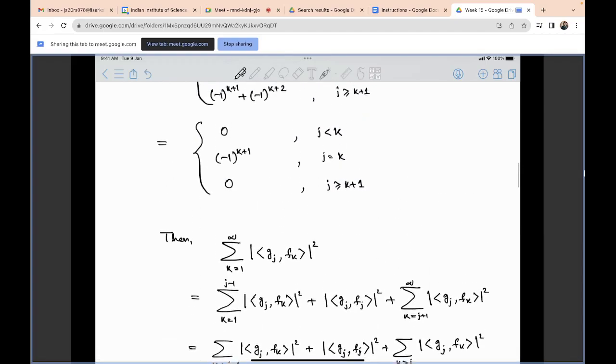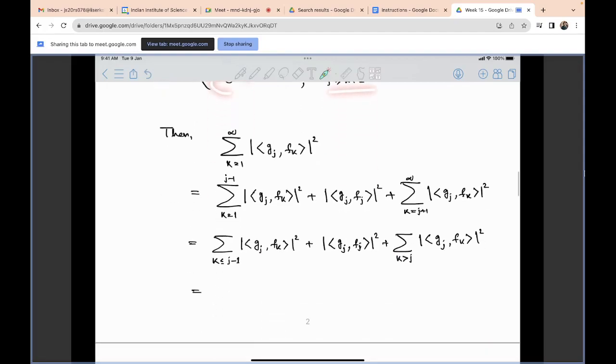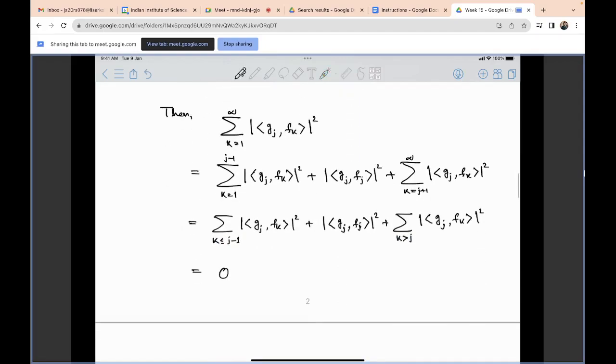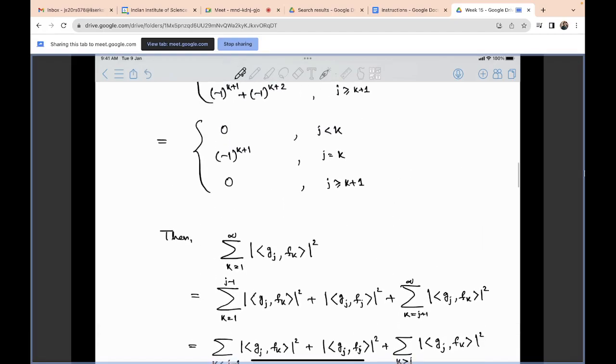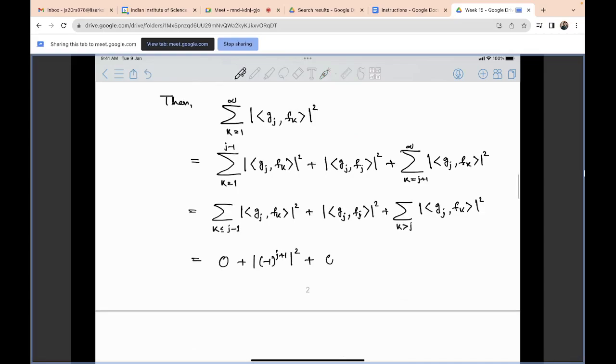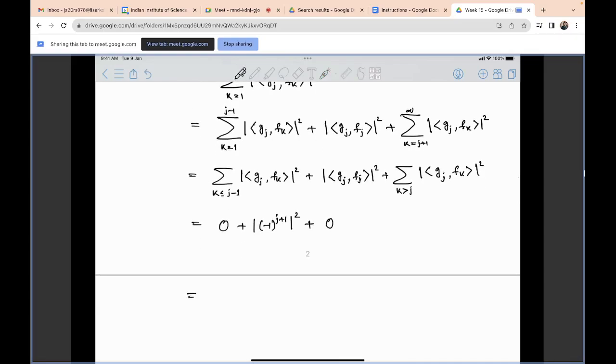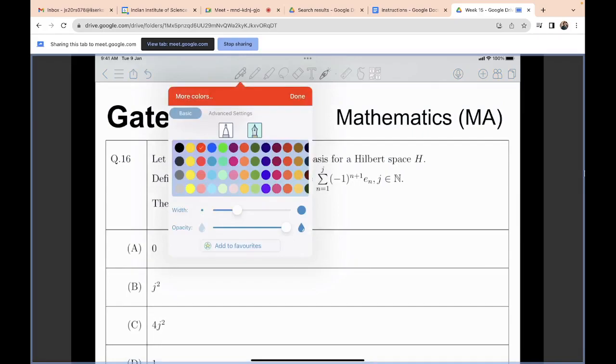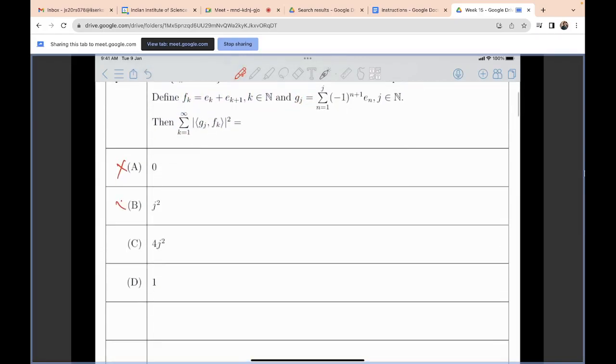Now what is this? For the first one, k less than j, this is 0, so the first term is 0. The second term corresponds to the k equals j case, so this is minus 1 to the power j plus 1, squared. Plus this term, again for the k bigger than j case, is 0. So what will the sum be? This is minus 1 to the power, it will be plus 1, so the sum will be 1. So this series sum will be 1. Which option is correct then? 0 is not true, j square is also not true, the sum will be 1. So option D is the correct one.